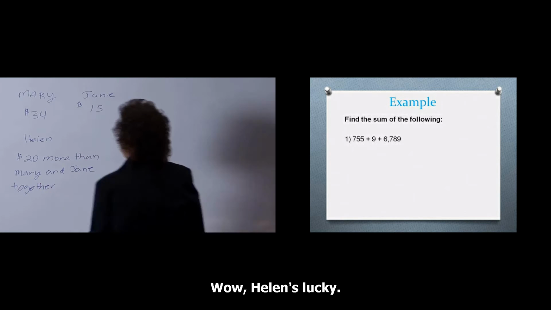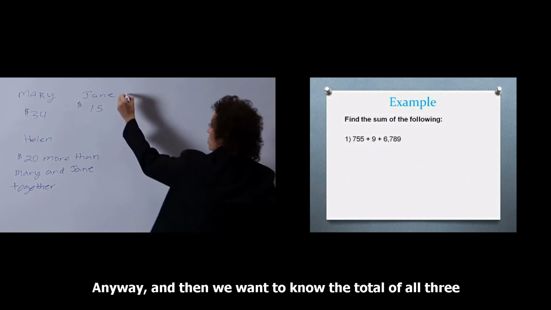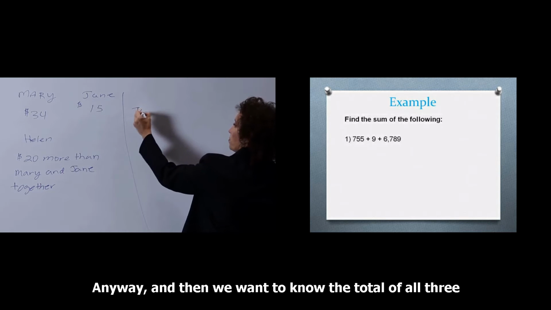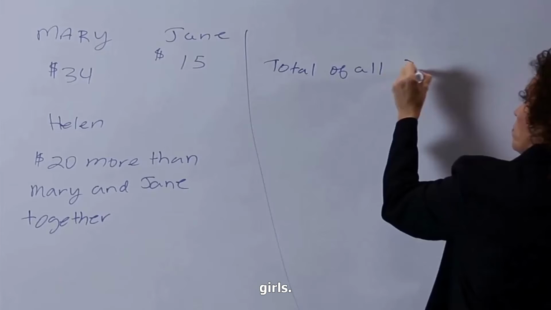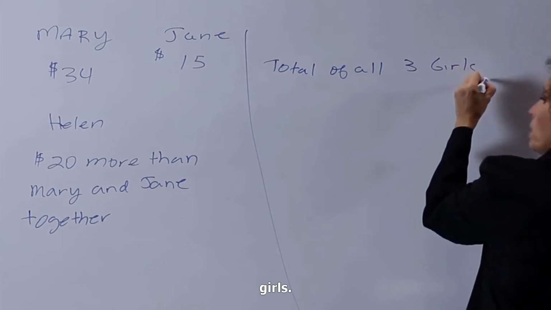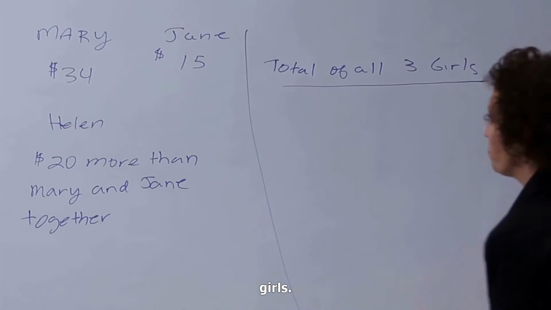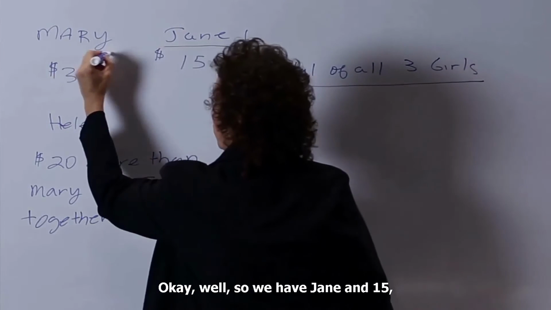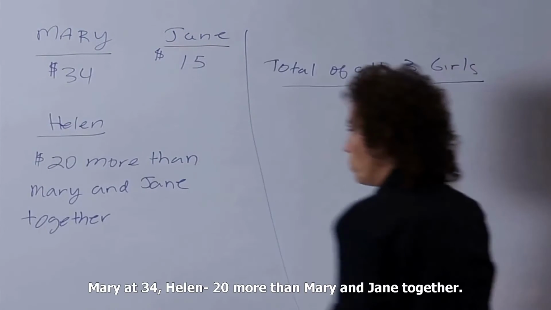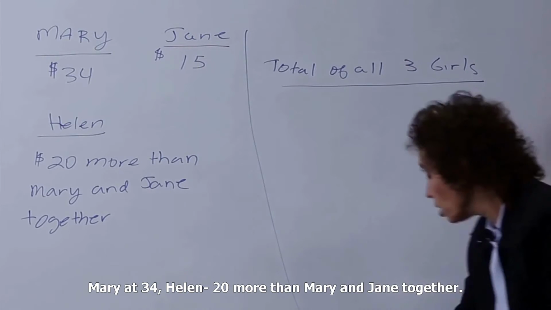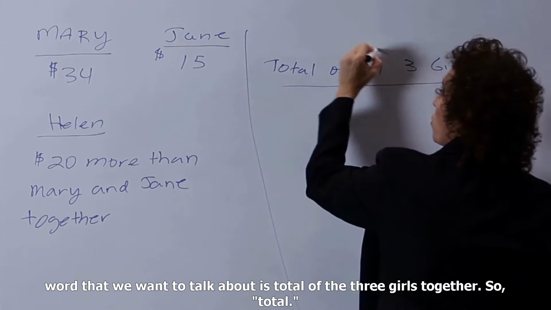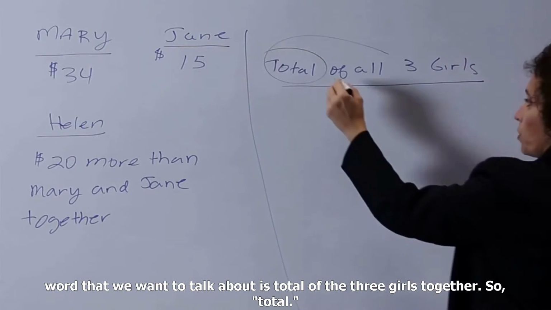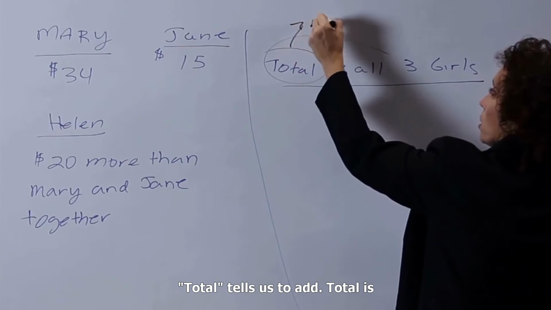Wow. Helen's lucky. Anyway, and then we want to know the total of all three girls. Okay, well, so we have Jane at 15, Mary at 34, Helen 20 more than Mary and Jane together. Okay, well, there's a lot of keywords going on here. First keyword that we want to talk about is total of all the three girls together. So total. Total tells us to add.